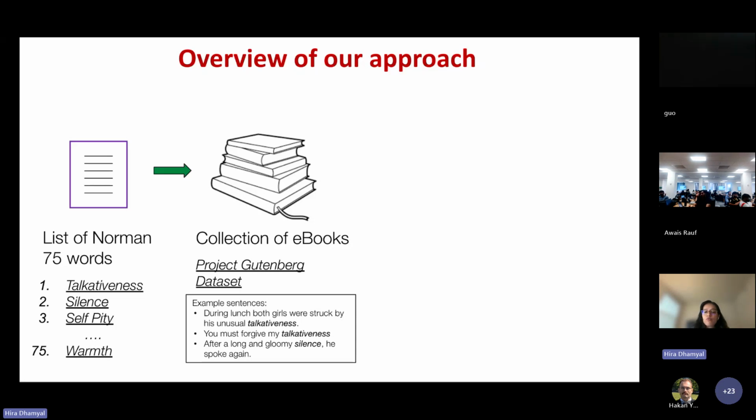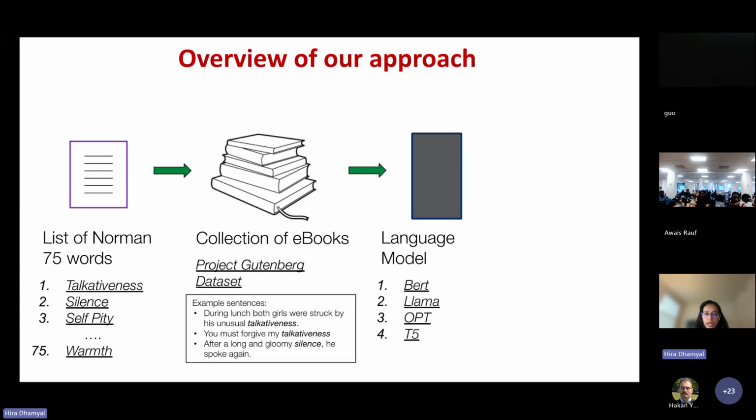So what we do is for each word, we collect a bunch of sentences and we extract context embeddings of these sentences using language models like BERT, Llama, OPT, and T5. And then we cluster these embeddings using neural networks and k-means.